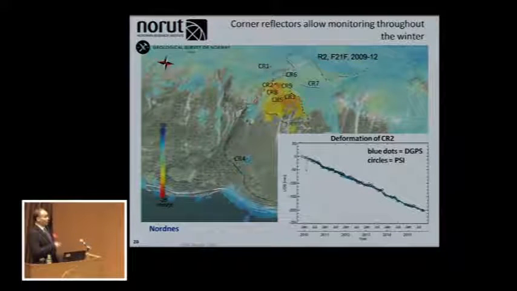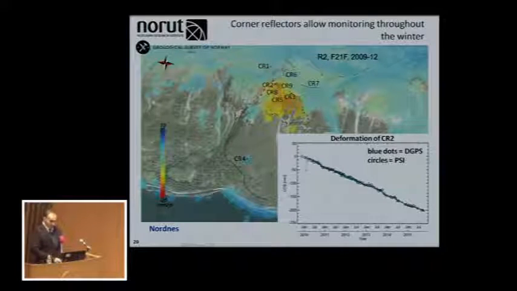The only problem is that Norway is a very good place, because there are not so many trees and vegetation. Working with vegetation is a problem with this method.